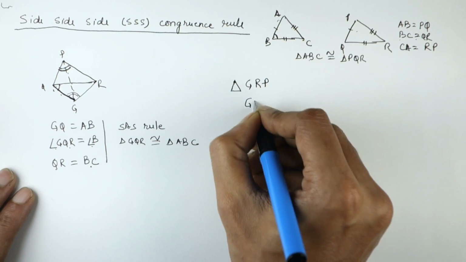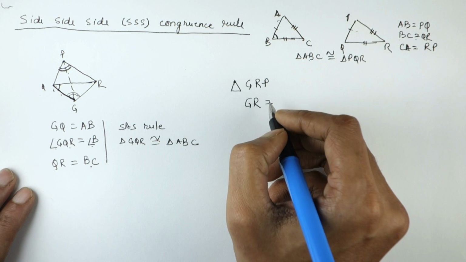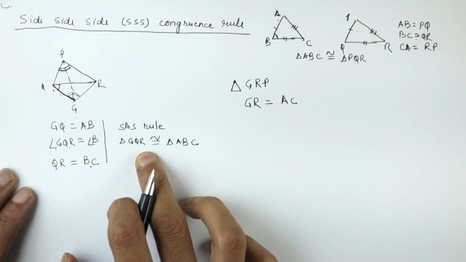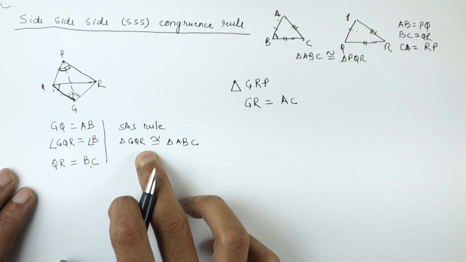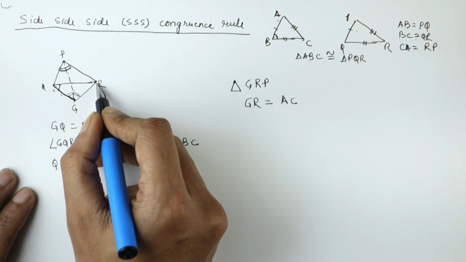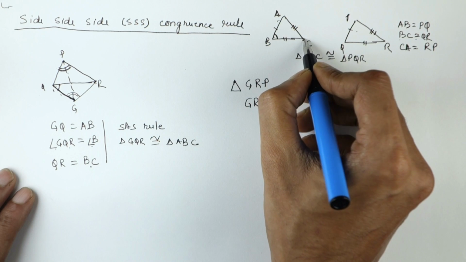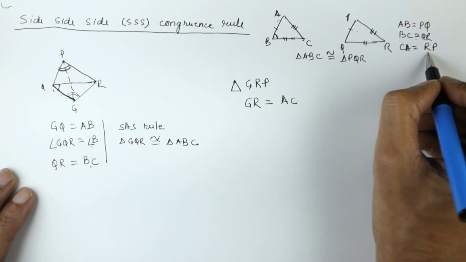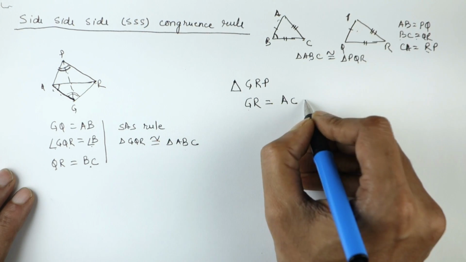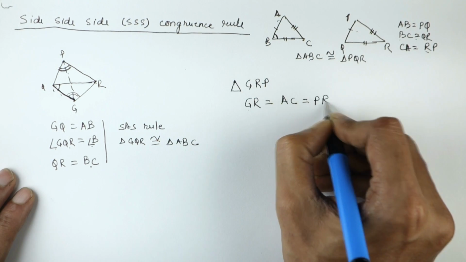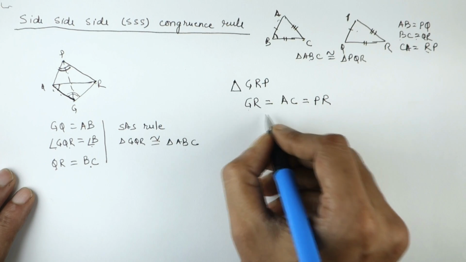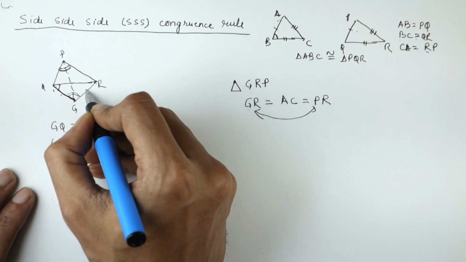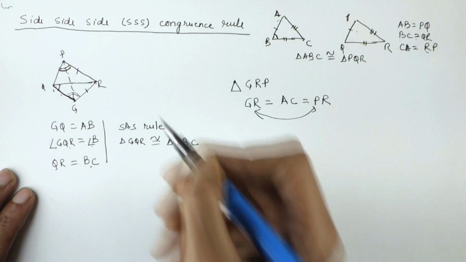We know that the side GR is equal to the side AC. It is through this congruence which we have just proved. We also know that side AC or CA is equal to RP. So we can write it as GR is equal to AC, which is equal to the side PR. So these two sides are of equal length. GR is of the same length as side PR.